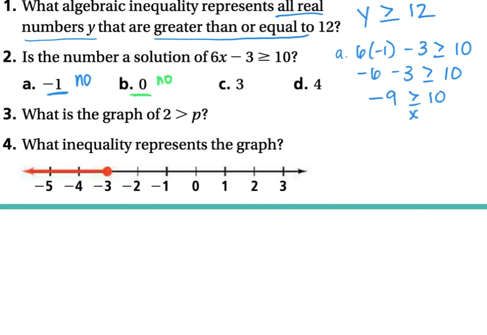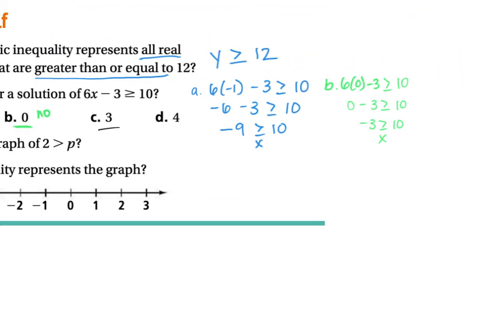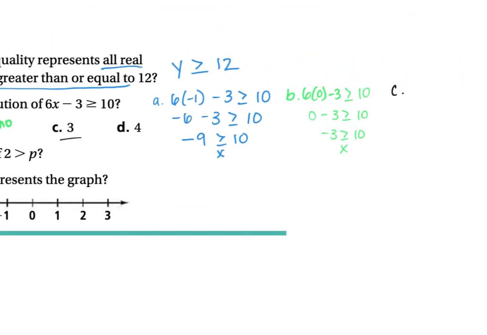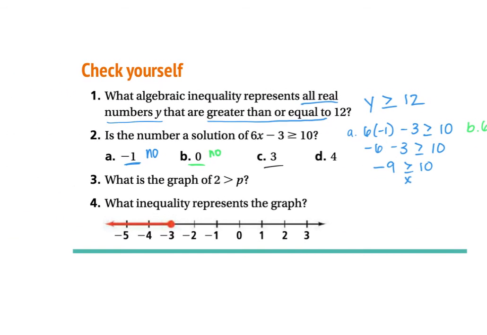Let's try C. For C, we have 6 times 3 minus 3 is greater than or equal to 10. 6 times 3 is 18 minus 3 greater than or equal to 10. This becomes 15 greater than or equal to 10. This one is true. 15 is greater than 10. So this one is, yes, a solution.